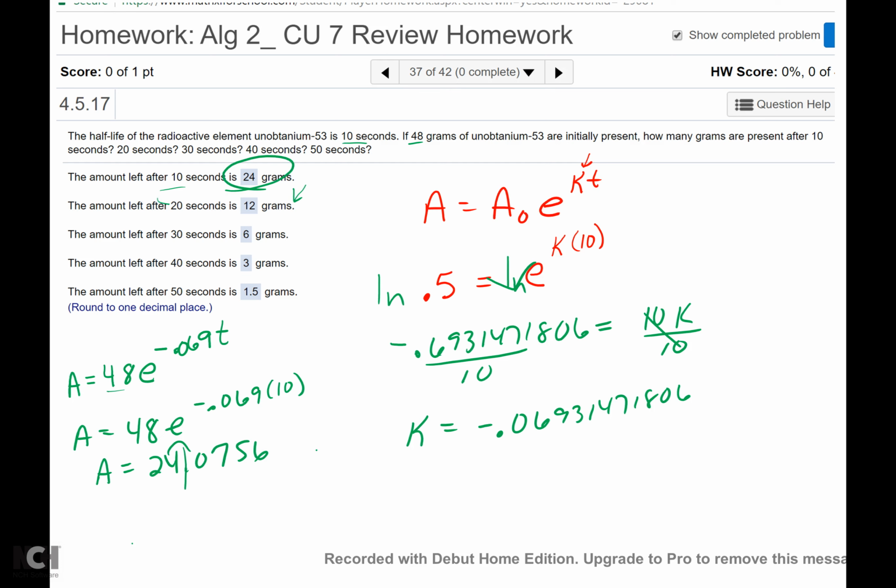So instead of doing the math 5 times, every 10 seconds, this is cutting itself in half. So half of 24 is 12, half of 12 is 6, half of 6 is 3, half of 3 is 1.5. I mean, you can do the math 5 times if you want to, but they're talking about half-life.